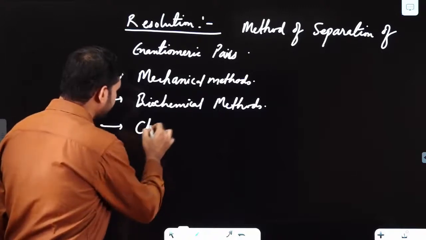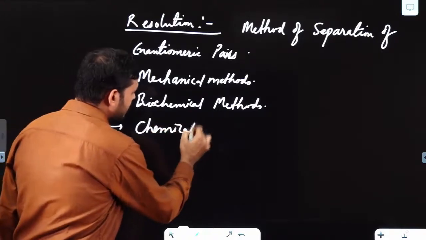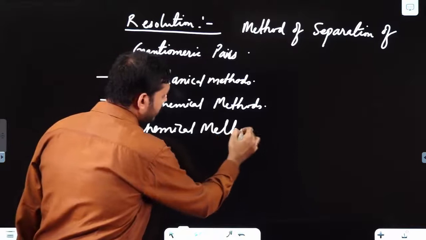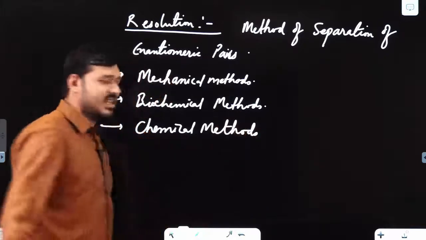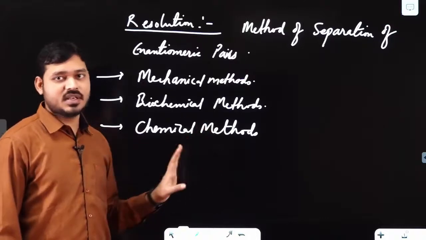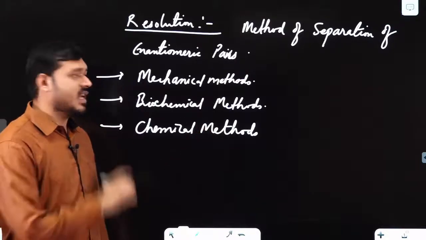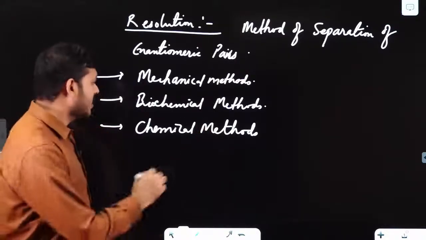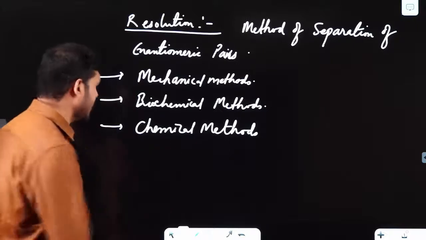But chemical methods. See, this is one of the best methods used in the industry for separation of enantiomers. Okay, now let's study in detail about chemical methods.